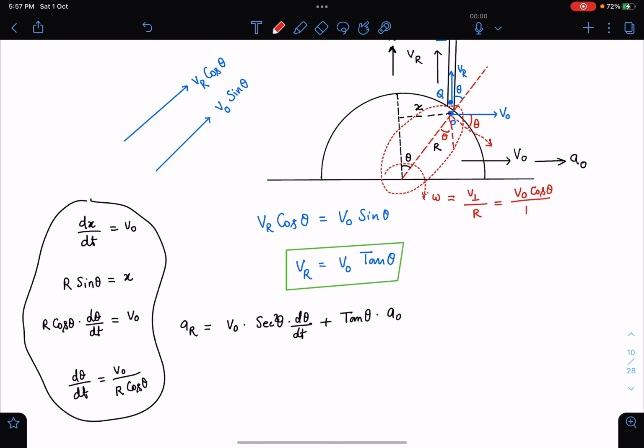I hope you are able to understand that there are multiple ways of calculating d theta by dt in this particular question. So that is what makes it a very smart question, very difficult question also. Let's move to the next one.